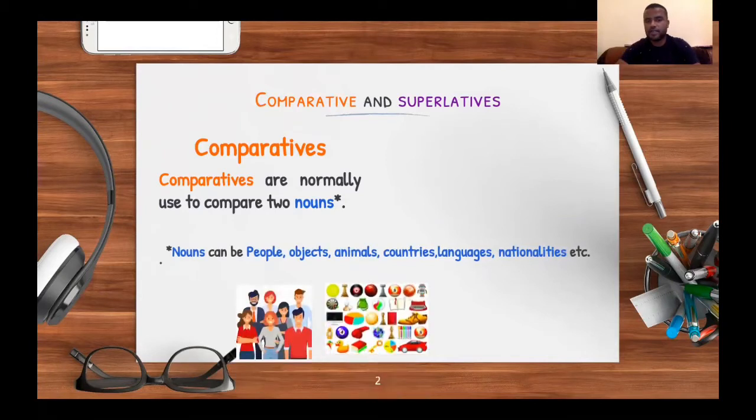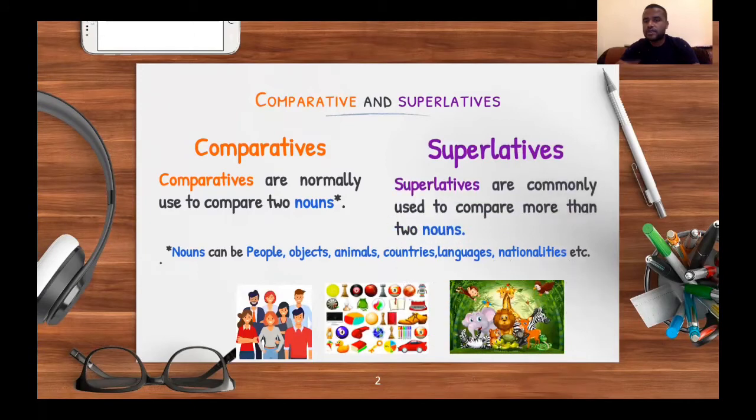And then we have the superlative. If you want to compare between three or more things, we use the superlative. Superlatives are commonly used to compare more than two nouns, which means three or more.